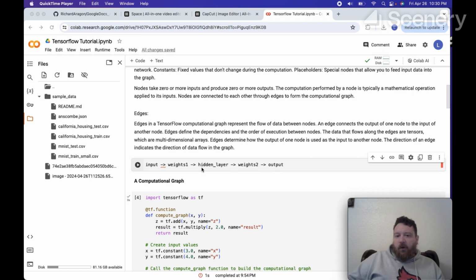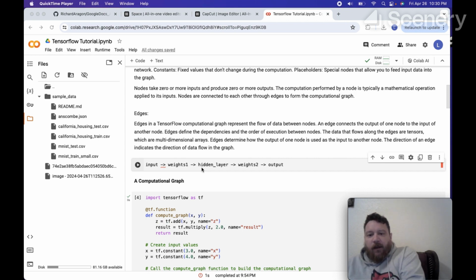Important to note in this instance, these directions don't have to go this way. For example, you can have backpropagation of the weights, which does this exact same thing in reverse. It starts with the output, then weights 2, hidden layer, weights 1, and input. So you can flow it in either direction, any direction. It's what direction it flows in. That's what the edge is.